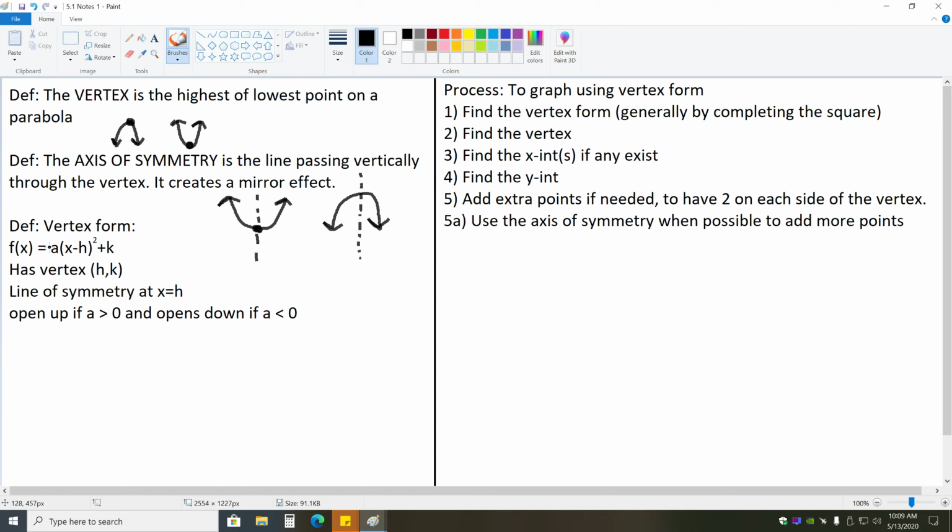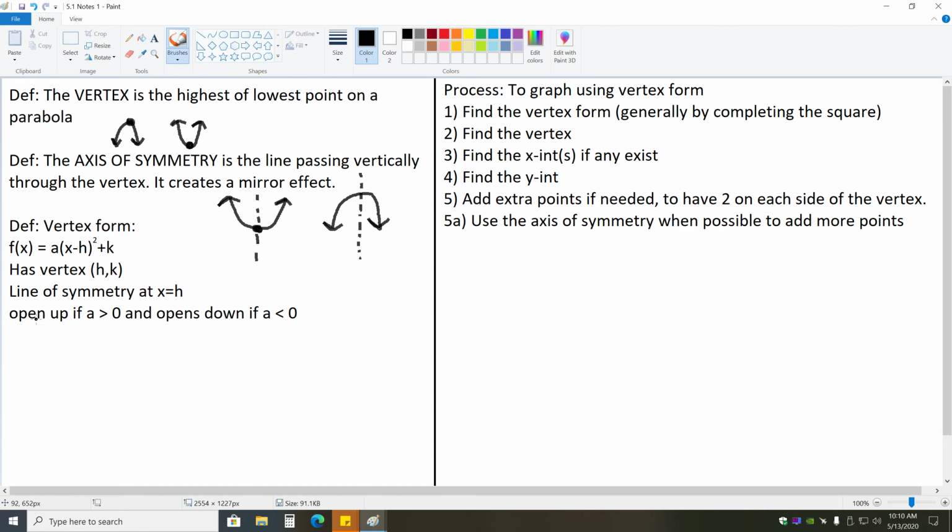Vertex form says f of x is equal to a times x minus h quantity squared plus k. The reason why this is useful compared to our normal quadratic form of ax squared plus bx plus c is because when we look at this form, we can immediately find the vertex. It's the point h comma k, given x minus h squared plus k. We also can immediately say the line of symmetry is at the line x equals h.